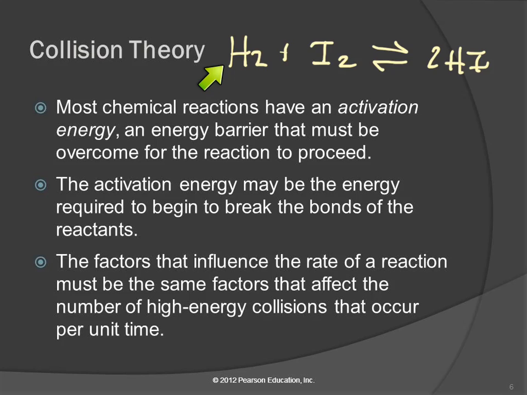Well, H2 is a molecule, two hydrogen atoms bonded together. And I2 is a molecule, two iodine atoms bonded together. In order for them to react and form hydrogen iodide, those bonds have to be broken. There has to be enough energy in the collision to break the old bonds before the new bonds can form. And that's called an activation energy. So if you have enough energy in your collision to overcome the activation energy, then the reaction can proceed.